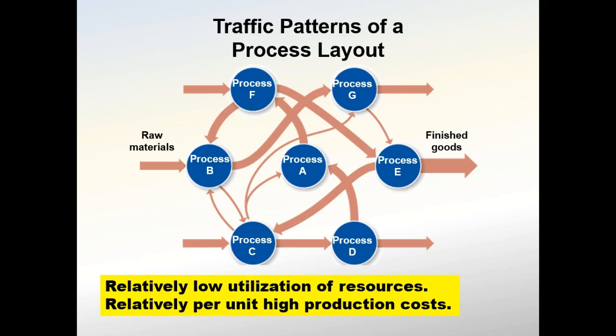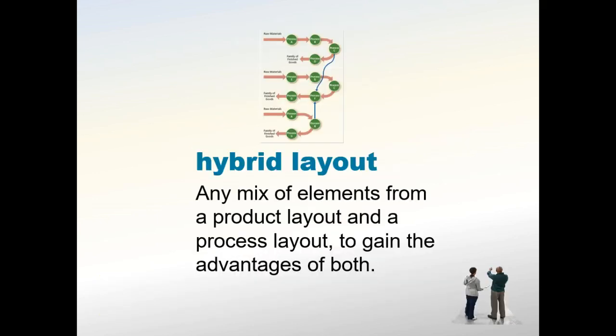First, relatively low utilization of resources. The second is relatively high reliance on skilled labor. The third is relatively high per unit cost of production. And the fourth being relatively more complex managerial planning and control is required. Designing process layouts requires determining the best arrangement of the processes given complex, changing, and even unknown traffic patterns that connect these processes during use.